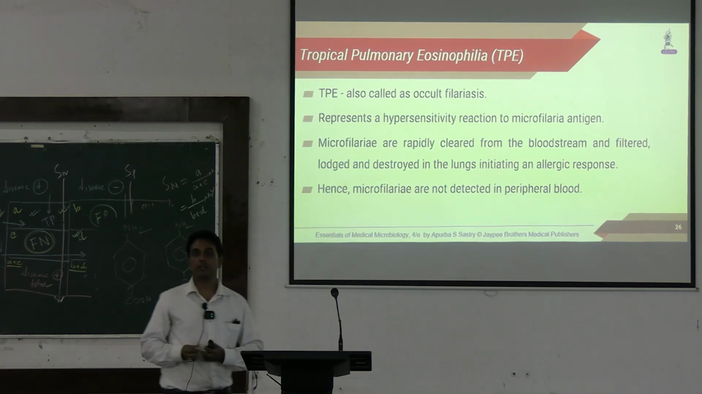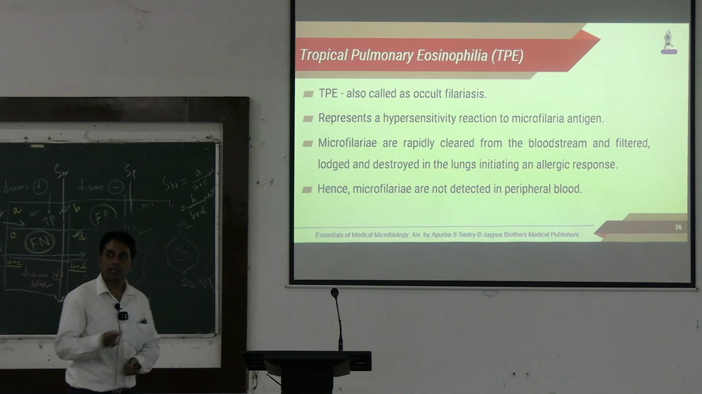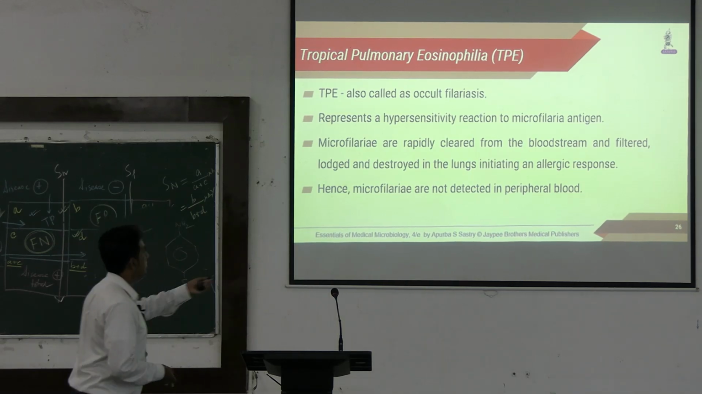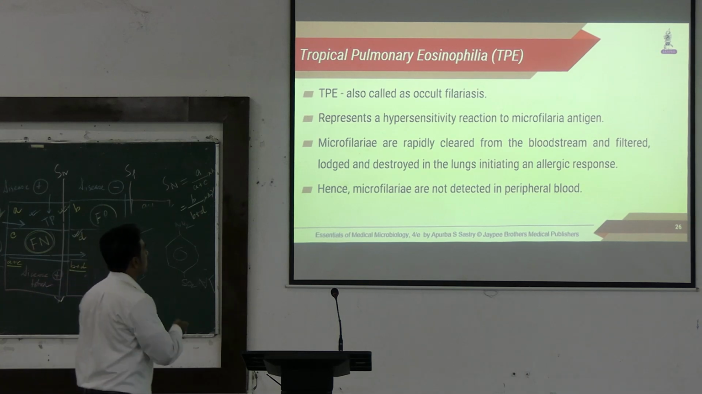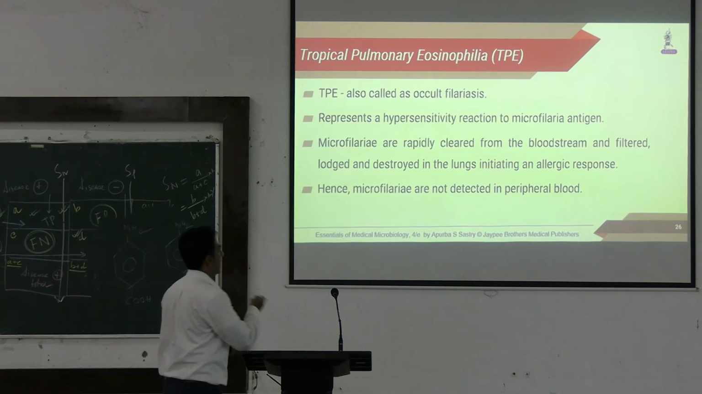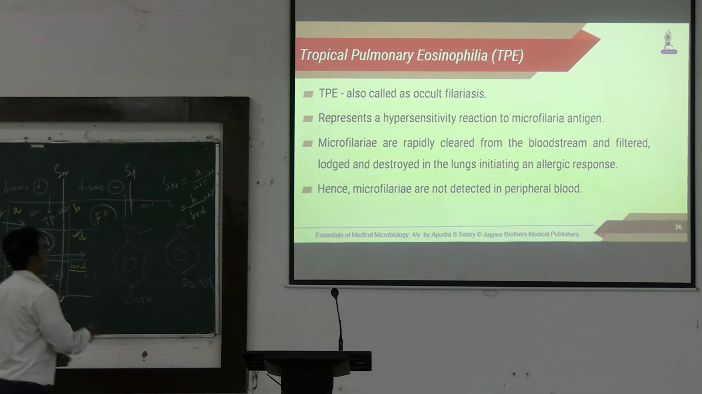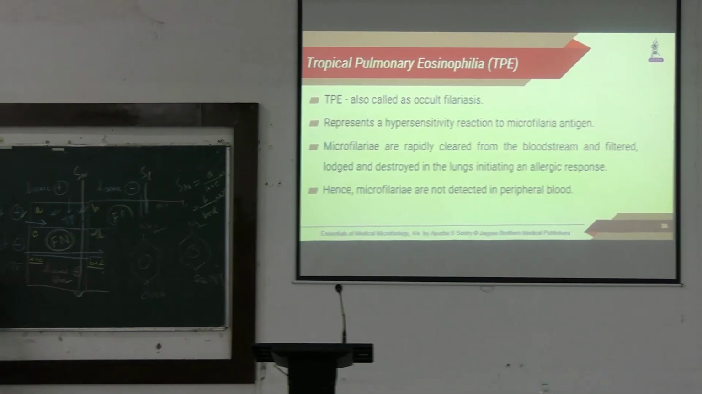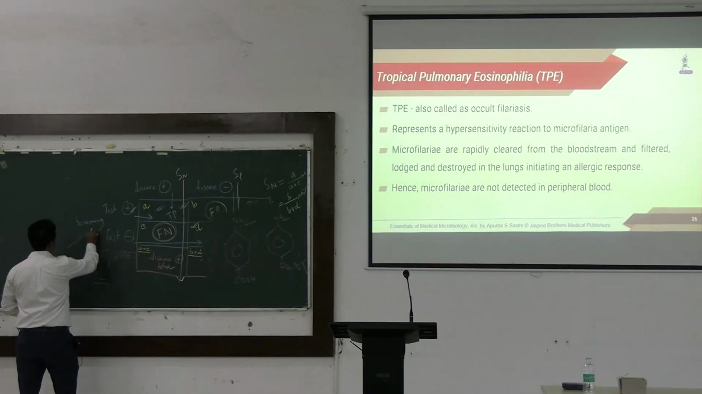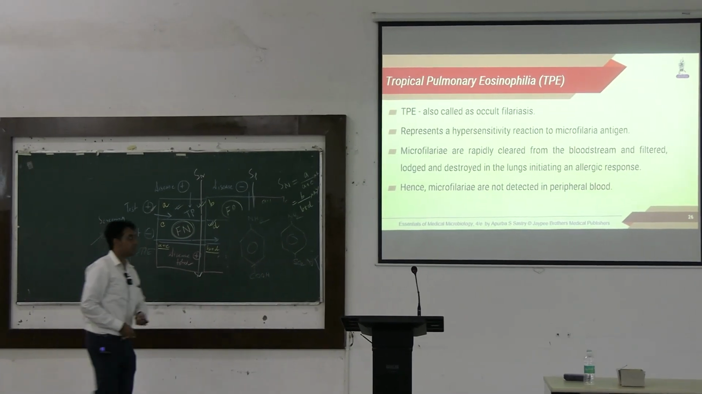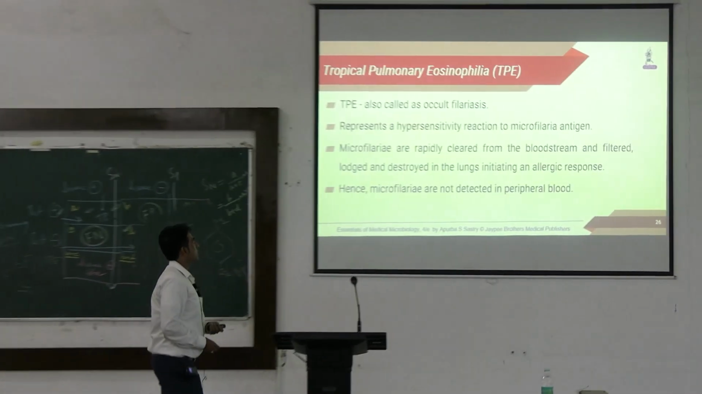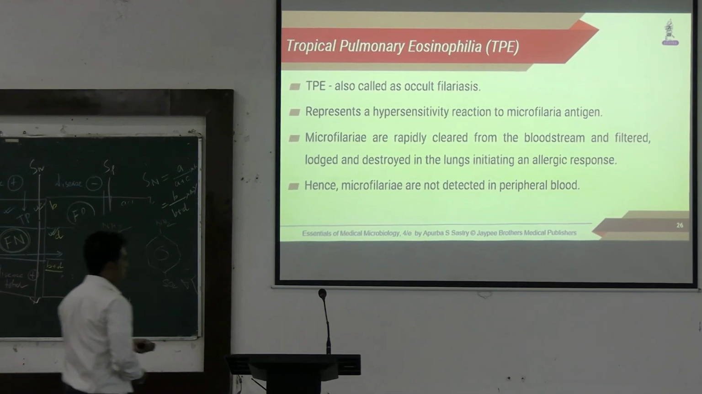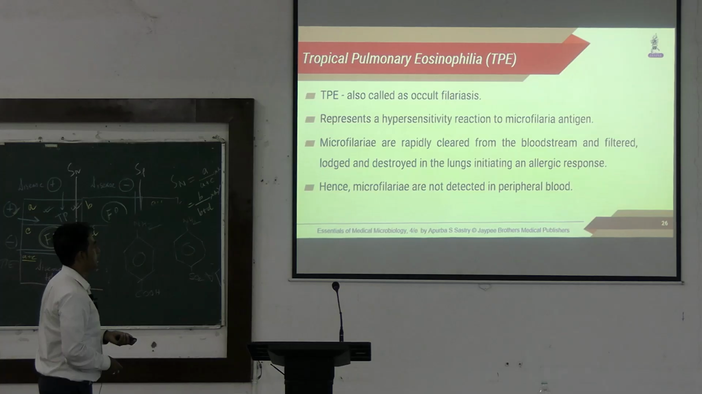So, tropical pulmonary eosinophilia is known as occult filariasis. Occult means the filaria will not be detected in the blood. This occurs due to a hypersensitivity reaction to the microfilariae antigen. These microfilariae are rapidly cleared from the blood and they are lodged inside the lungs, where an allergic response takes place causing tropical pulmonary eosinophilia. Eosinophils are raised. Microfilariae are not detected in the peripheral blood.